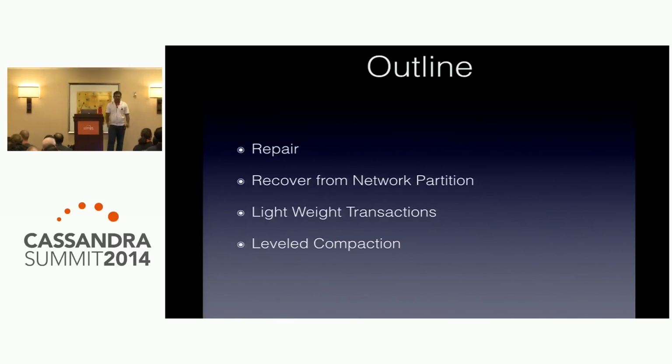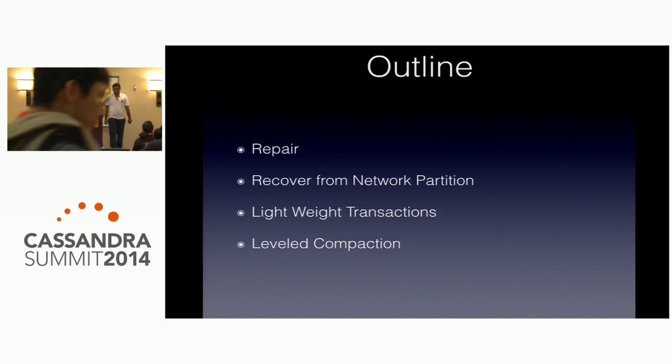So, the quick outline. All the improvements which we made to Cassandra can broadly be categorized in these 4 areas: repair, recovery from network partition, lightweight transactions, which is the new thing in 2.0, and level compaction.